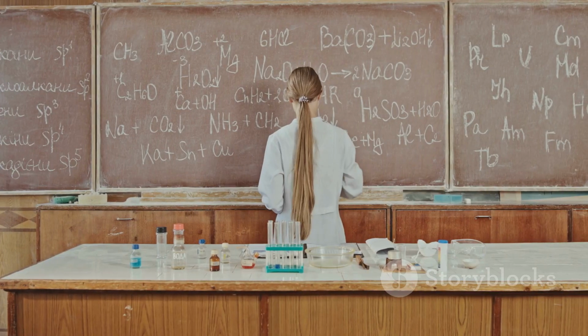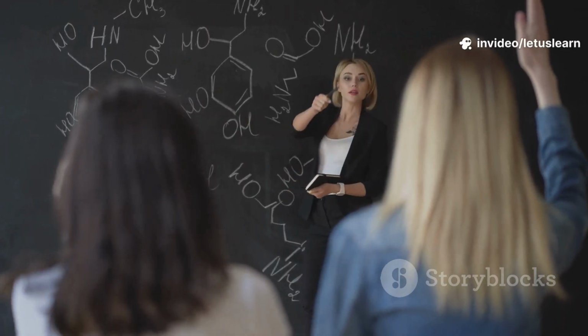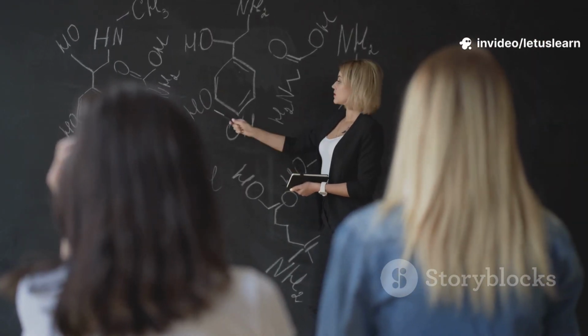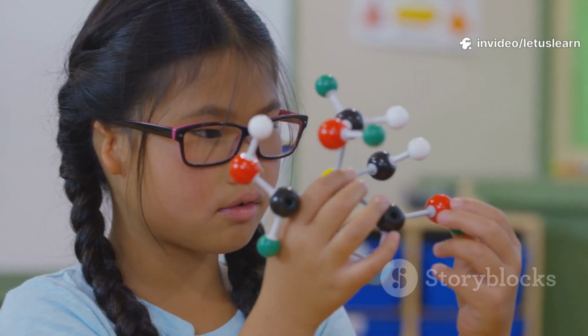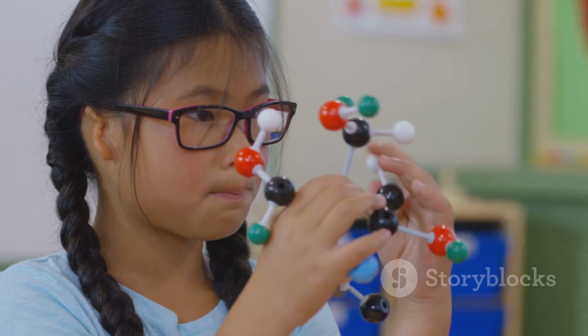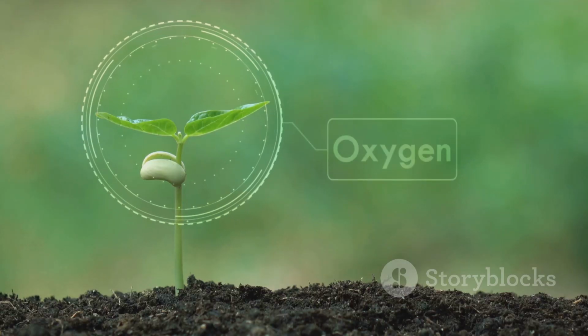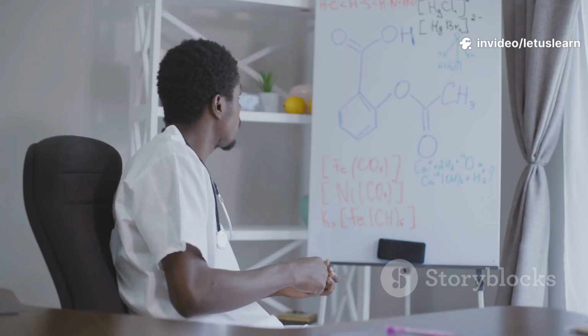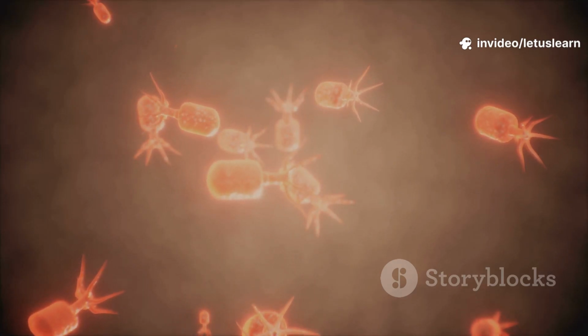If I were to write this as a scientific equation, it would look like this. 6CO2 + 6H2O + light energy → C6H12O6 + 6O2. That means 6 molecules of carbon dioxide and 6 of water, in the presence of sunlight, produce 1 molecule of glucose and 6 molecules of oxygen. It's a simple equation, but the chemistry behind it is actually really complex and fascinating.